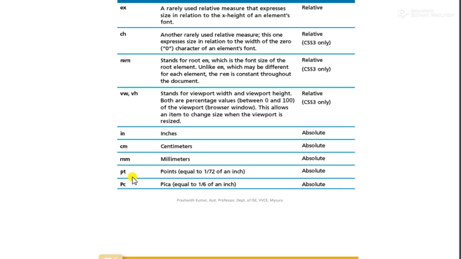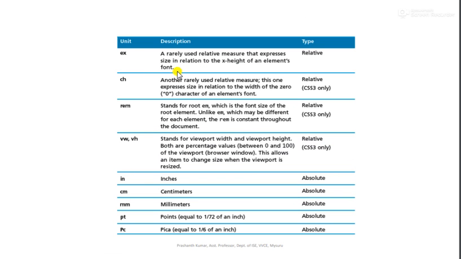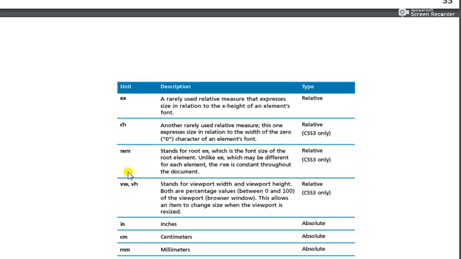And then you can also use ex. This one is rarely used. Ex is for width and horizontal height. And then ch is for relative measures. Don't worry about ch and rem. Inches also you can use, and centimeter, millimeter, and pt. Points equal 1 by 72 of an inch. And pica equals 1 by 6 of an inch. These are all the different units you can use to measure or fix the size of an element.